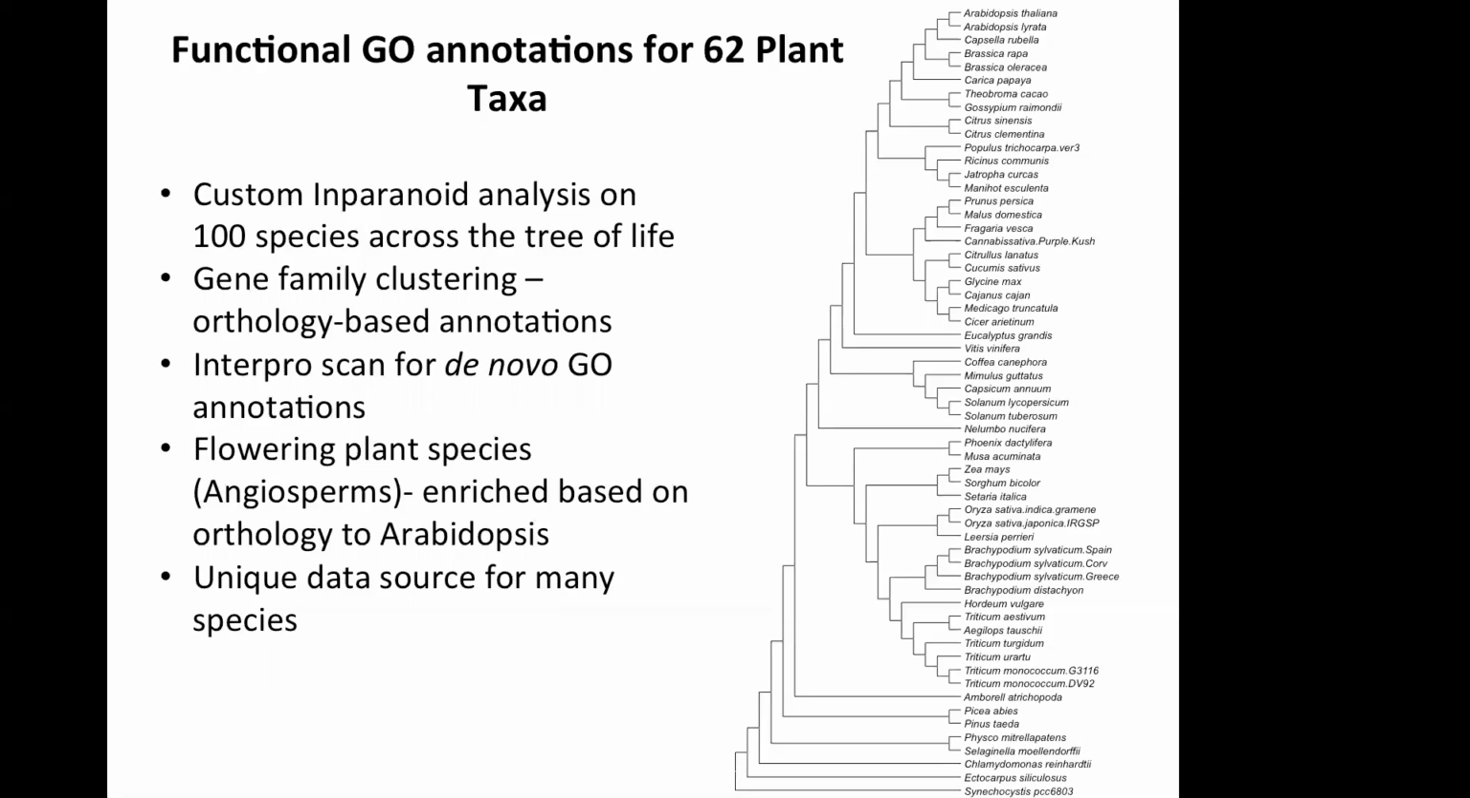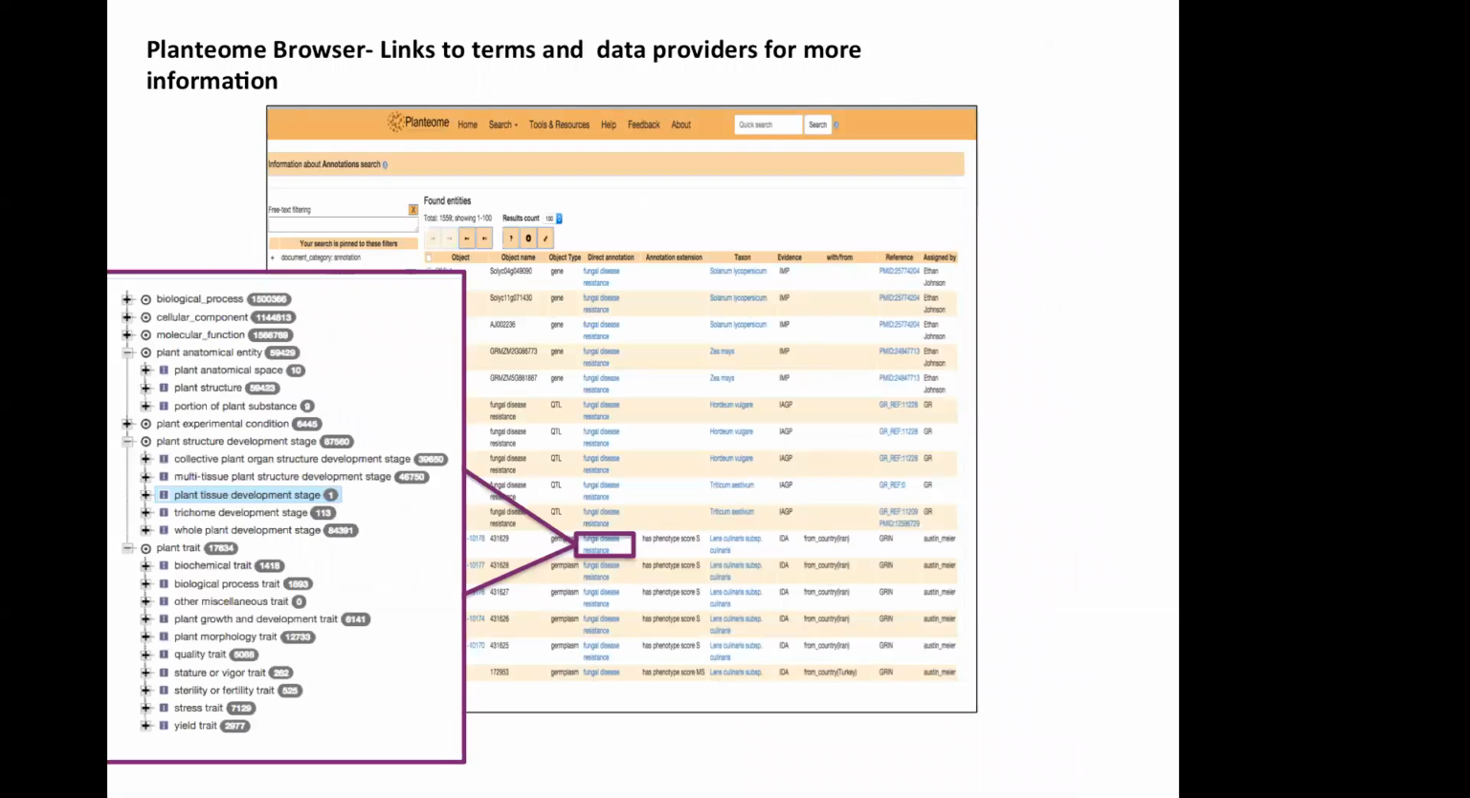So this is a really unique resource at the Planteome because many of these crops or many of these plants are not well studied and not well characterized. So it may be the only place for many of these plants that you can come and find those GO annotations. So yeah, that's kind of exciting information to share with you.